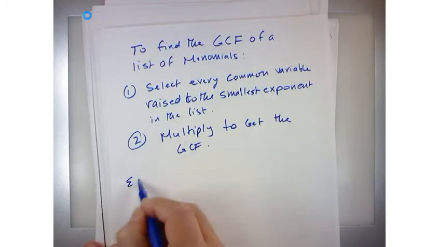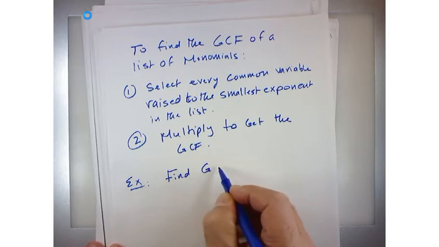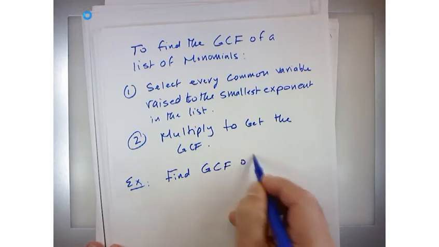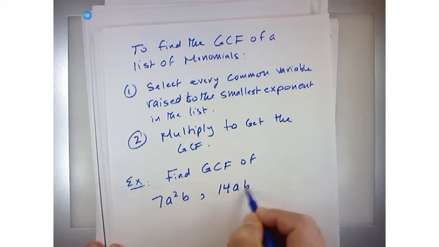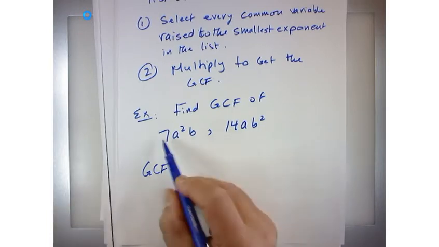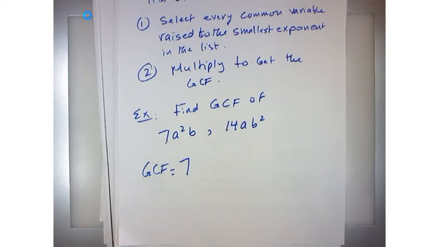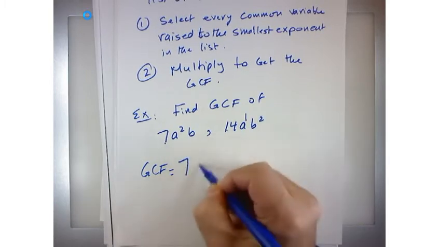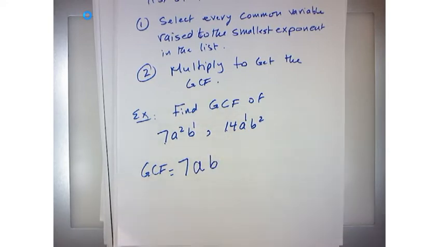So for example, how do we find the greatest common factor of 7a squared b and 14ab squared? So we start with the numbers. We just did that. 7 and 14, the smaller is 7. 7 divides 14 evenly, so it's 7. A squared and a, we get the smallest exponent. B and b squared, we get the smallest exponent, so it's 7ab, which is the GCF of these.